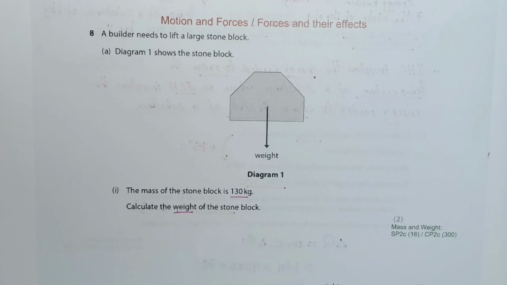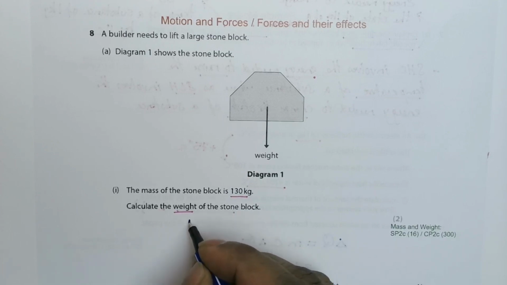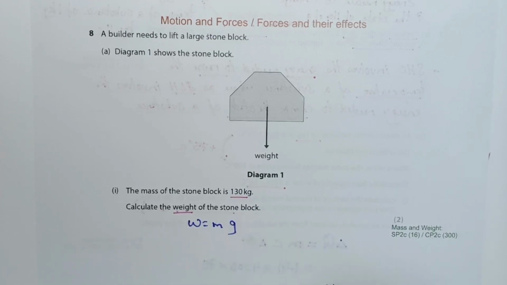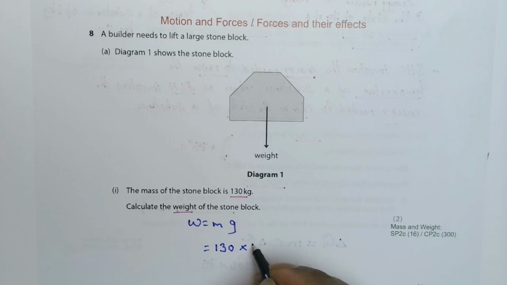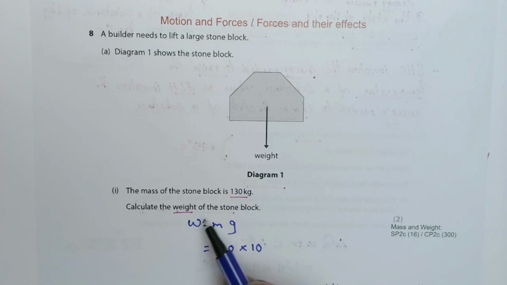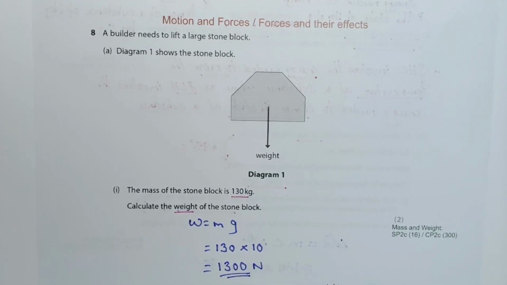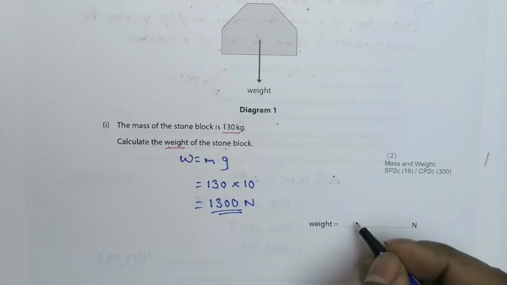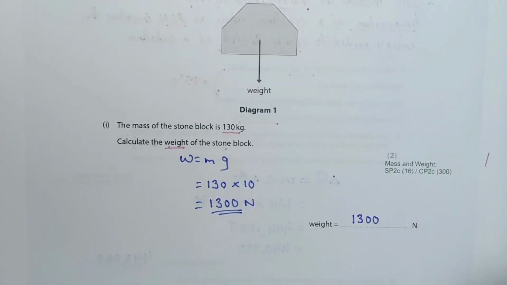The equation that involves mass and weight is W equals mg. So mass is 130 multiplied by the value of 10. A lot of you are forgetting this, where the question doesn't specify the value of g, and you think that you don't have any values to actually calculate the weight. So 130 times 10 is 1300 newtons.